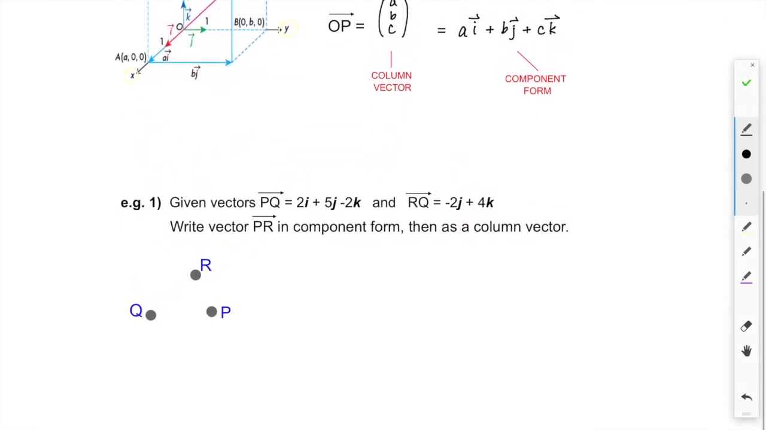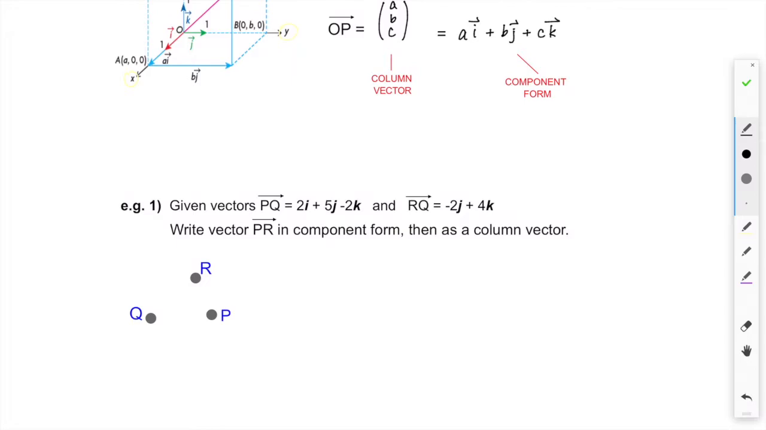So let's take a look at example 1. Given we have vectors PQ and RQ in component form, we want to write vector PR in component form and then as a column vector. So let's draw out these vectors. The one that we want is vector PR. So that goes like this. And I know that this is a resultant of the vector. I will have to start from P, right? So vector PQ plus the vector head to tail connection QR. So let's write out this vector equation. PR is equal to PQ plus QR.